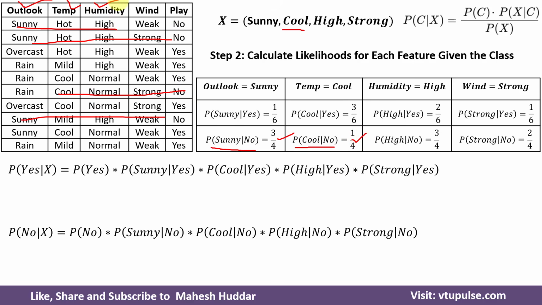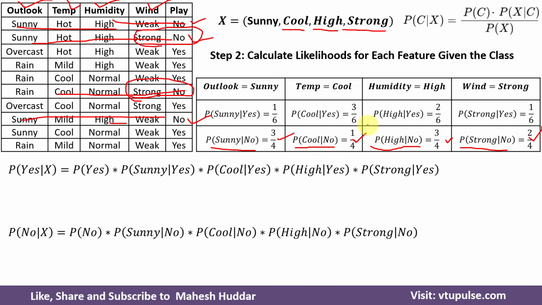In the humidity attribute, we need to select the attribute value as high. So we need to find probability of high given no, and here we have 3 examples for the high given no. So which is equal to 3 divided by 4. And in the wind attribute, we need to select the attribute value as strong. So we need to find probability of strong given no, and strong given no examples are 2. So the value of probability of strong given no is equal to 2 divided by 4.